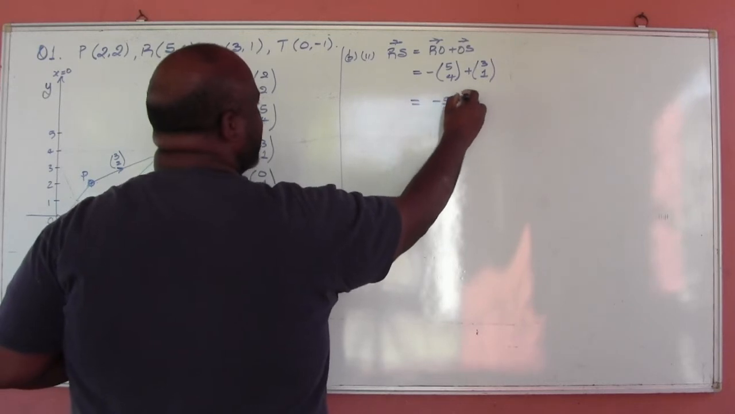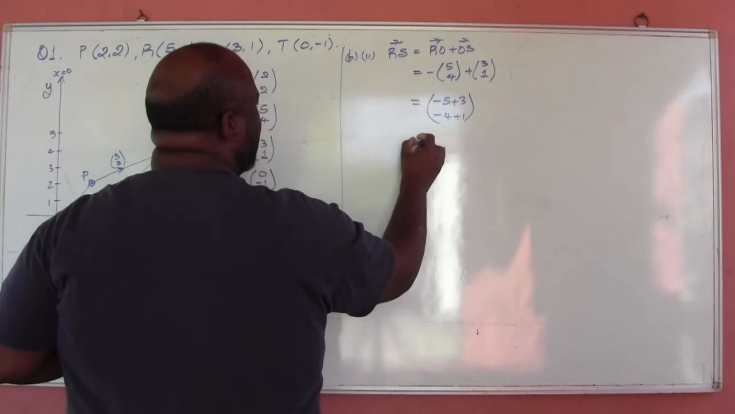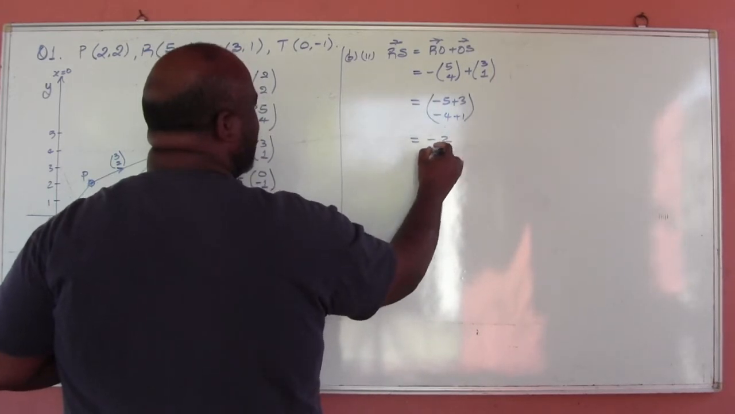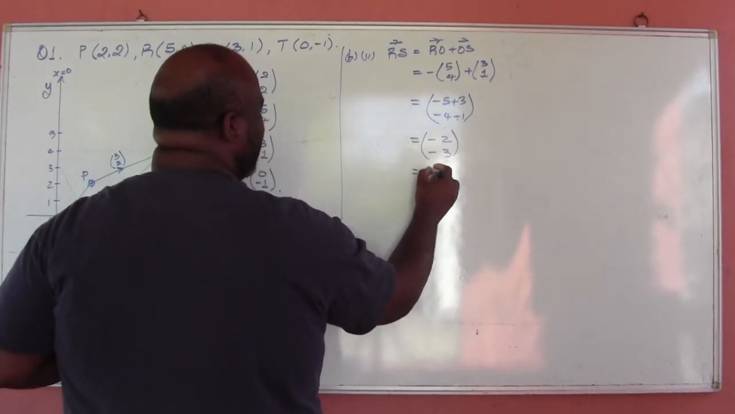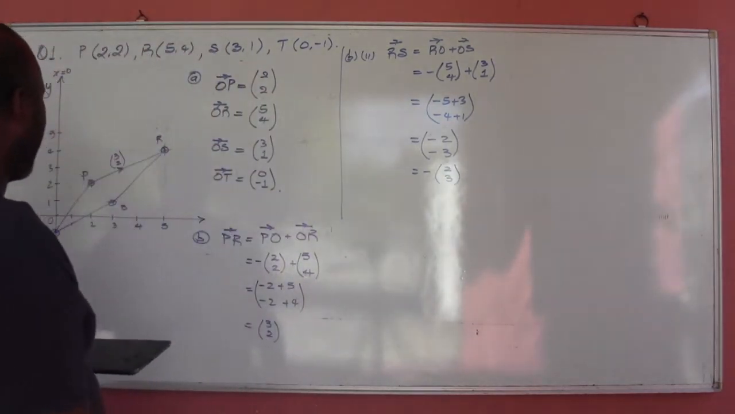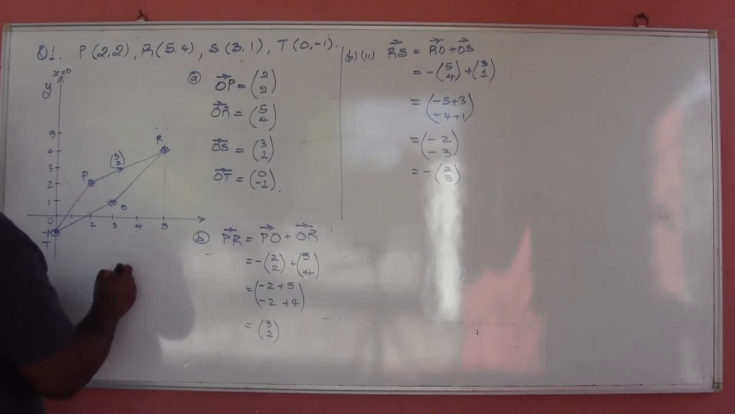So this would be minus 5 plus 3, minus 4 plus 1. This would be minus 2, minus 3. And if you want, you could just say minus 2, minus 3. And this is the vector RS.